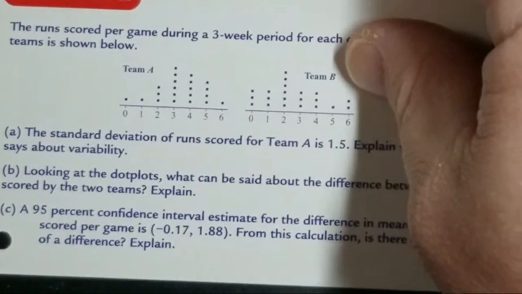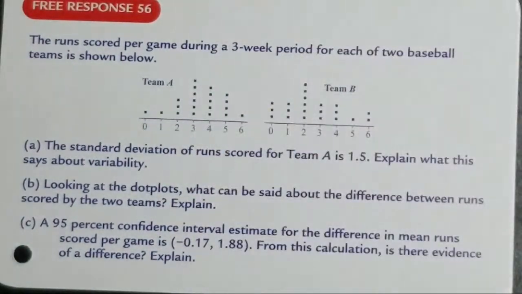Again, when you're describing a distribution, and that's something that I did before I even read the questions, I used that acronym CUSS, describing the center, unusual features, the shape, and the spread. Very important. Part C, a 95% confidence interval estimate for the difference in mean runs scored per game is that.